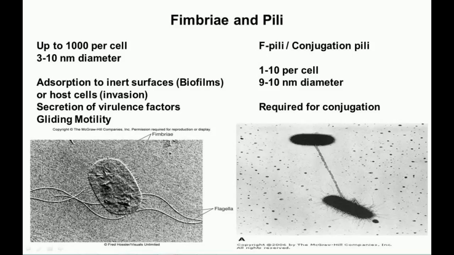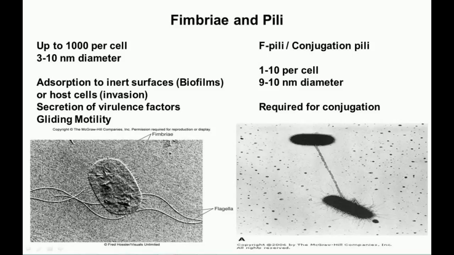So you can have hundreds of fimbriae, pili, on the outside of a bacterial cell. And you'll only have one, two, or three conjugation pili per cell. Generally, they're going to be much shorter than flagella, but this one's a fair size here. And they're going to have a smaller diameter than flagella, so these are quite narrow. Depending on the type of fimbria or pilus, you'll have very fine filamentous structures, or for the conjugation pilus, it's a little bit thicker. That's because it's hollow on the inside, and something's got to come out through the middle.